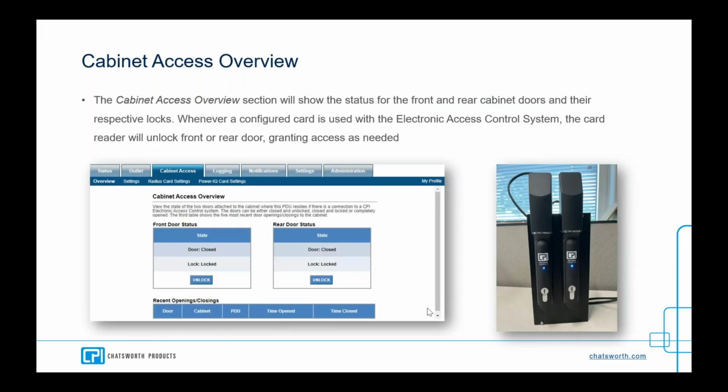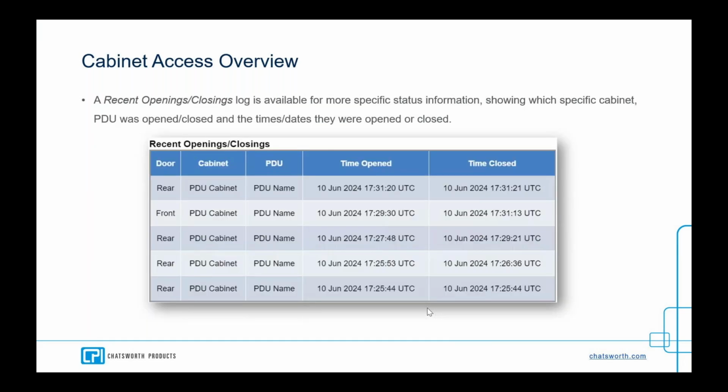The cabinet access overview section will show the status for the front and rear cabinet doors and their respective locks. Whenever a configured card is used with the electronic access control system, the card reader will unlock the front or rear door, granting access as needed. It will also include a recent opening and closing log, and this will provide more specific information on the status of the doors and the locks.